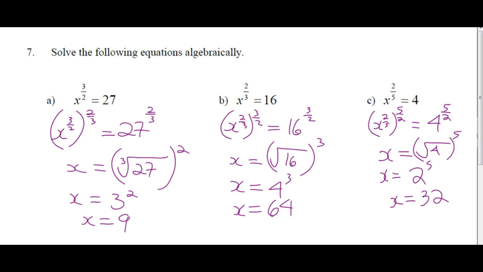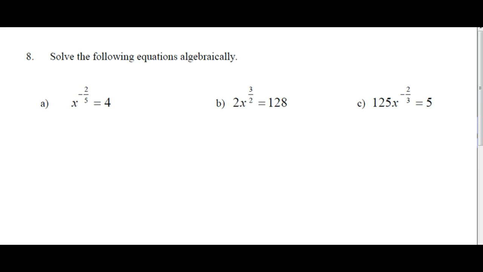Okay, and I'll give you a moment to copy that down. There are a lot of exponents, right? It's going to take the whole class to get through this. That's okay. We've got to review these exponents.